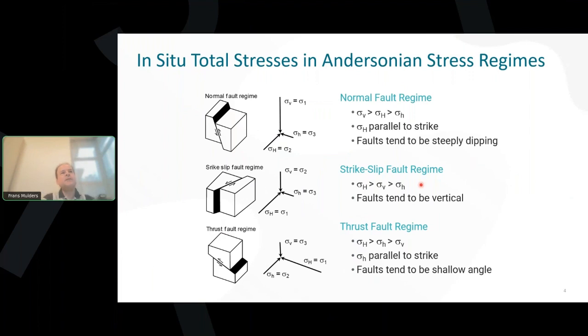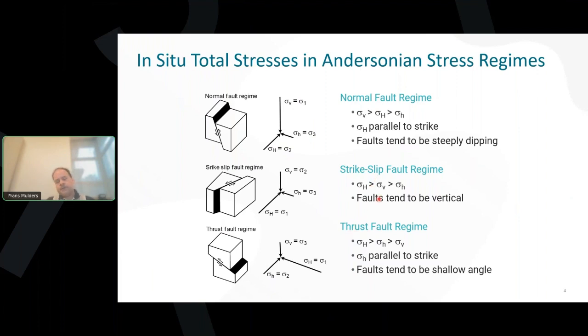So let's start really simple. How do we model stresses analytically in the subsurface? Basically, we start off with a very simple case. We say most of the time that our vertical stress is a principal stress, and therefore there are two horizontal principal stresses. Sigma 1 is the largest, sigma 3 is the smallest, and sigma 2 is the intermediate principal stress. And in the way they relate to each other, you can then have a normal fault regime, a strike slip fault regime, or a thrust fault regime.